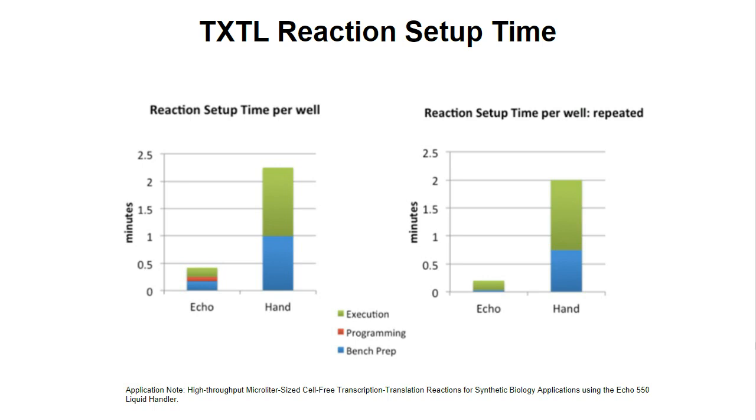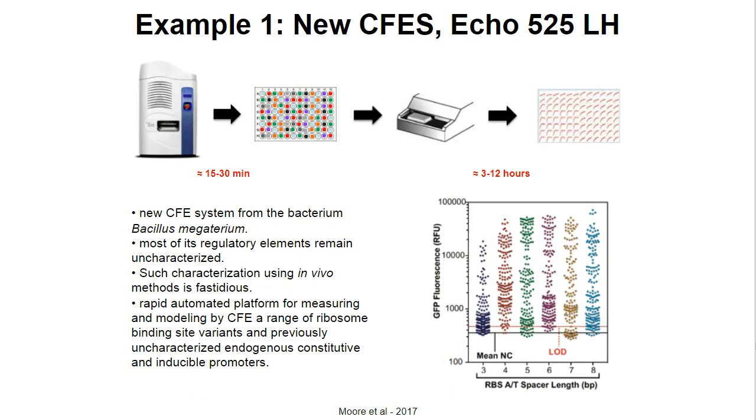I just wanted to present a couple of examples of how an Echo can be used in a cell-free synthetic biology lab. So here's this Echo 525 by Beckman Coulter Life Sciences. So that's the one that has a resolution of 25 nanoliters. Each droplet is 25 nanoliters.